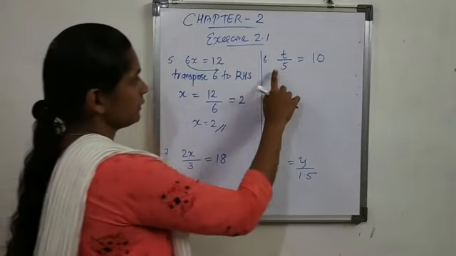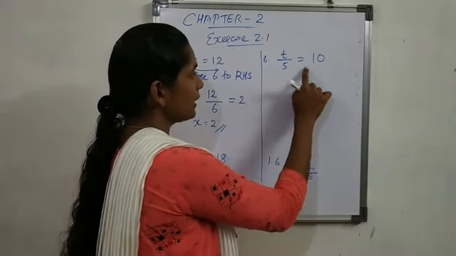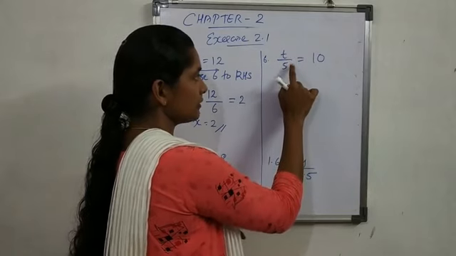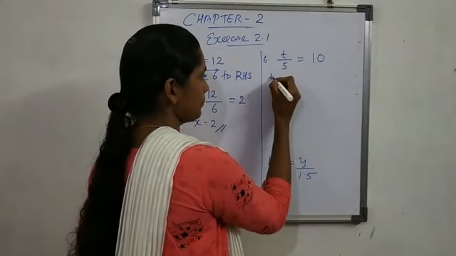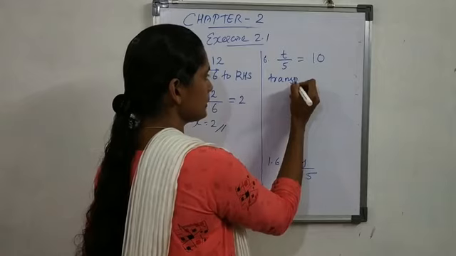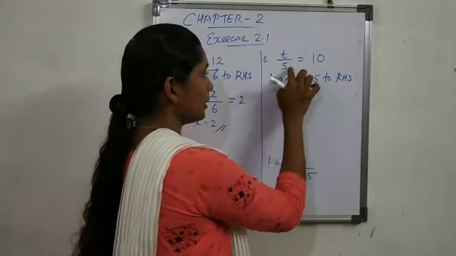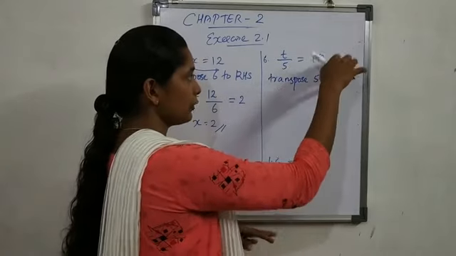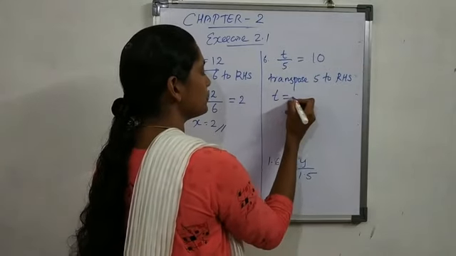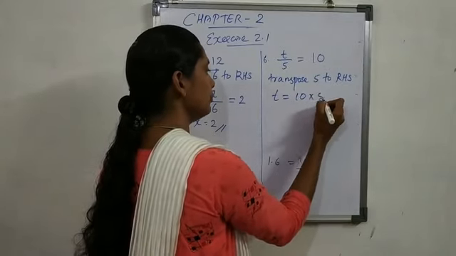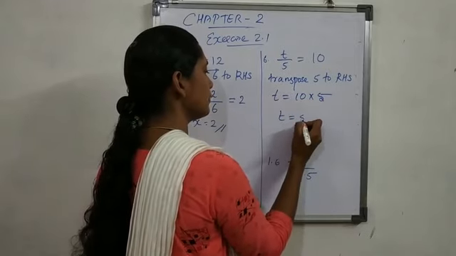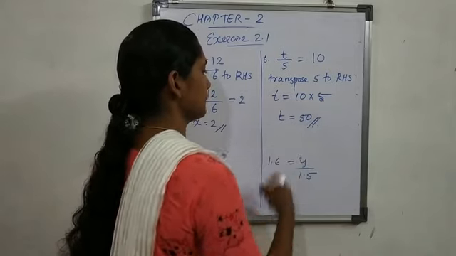Then t upon 5 is equal to 10. 5 is dividing t. First you have to transpose 5 to the right side. Then 5 is divided on the left side, therefore on the right side we have to multiply it with 10. 10 into 5, therefore t is equal to 50.